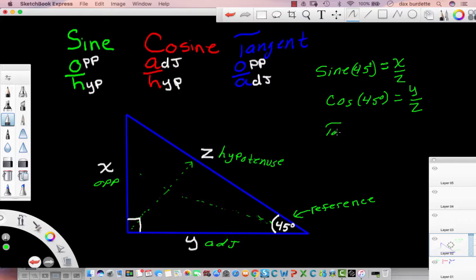And the tangent 45 degrees would be what? The opposite over the what? Adjacent side. Opposite to the reference angle is X, and adjacent would be Y. So that would be X over Y. So the sine ratio of 45 degrees is X over Z. The cosine ratio is Y over Z, and the tangent ratio is X over Y when we're looking from the reference angle.